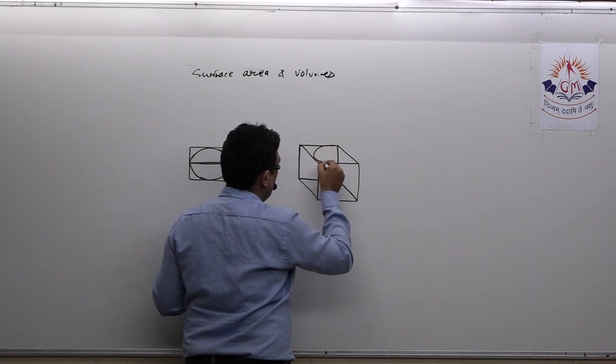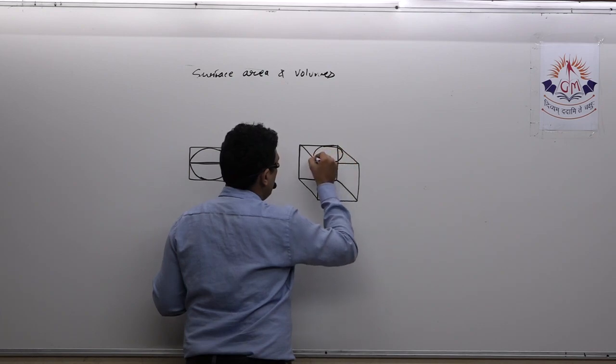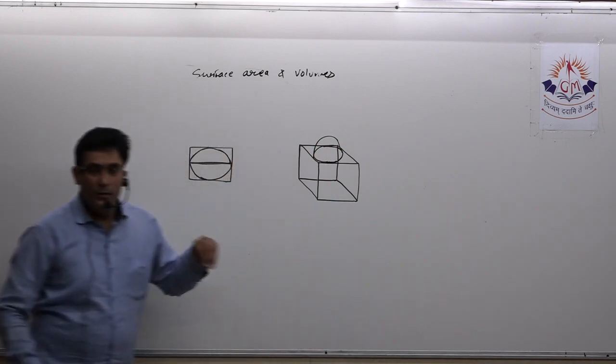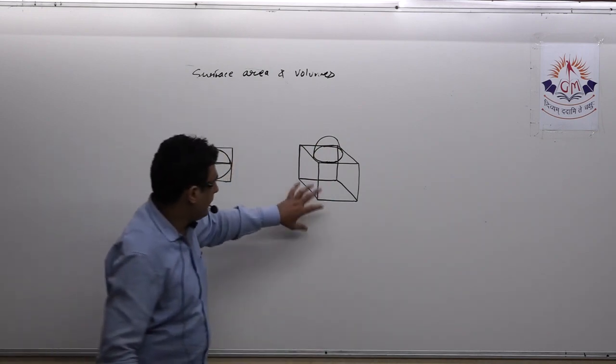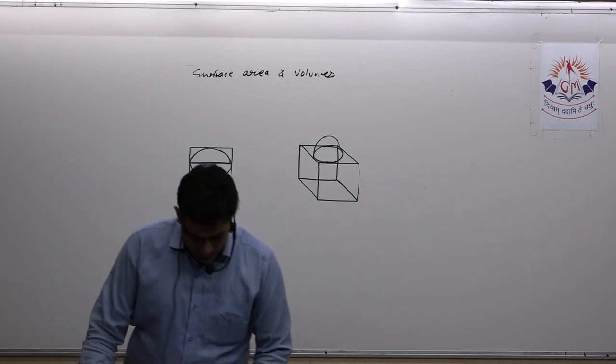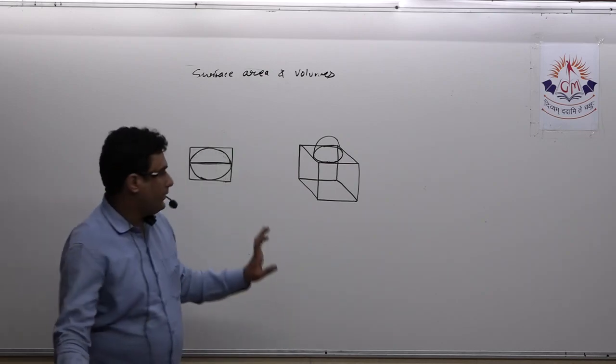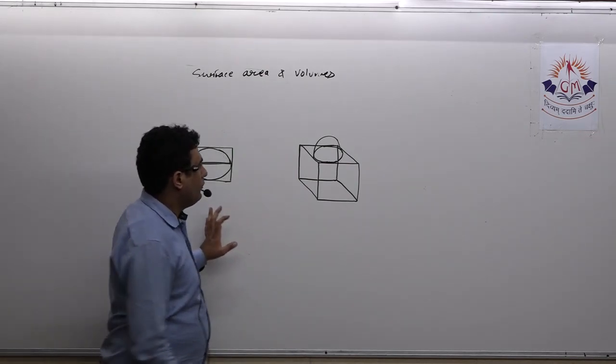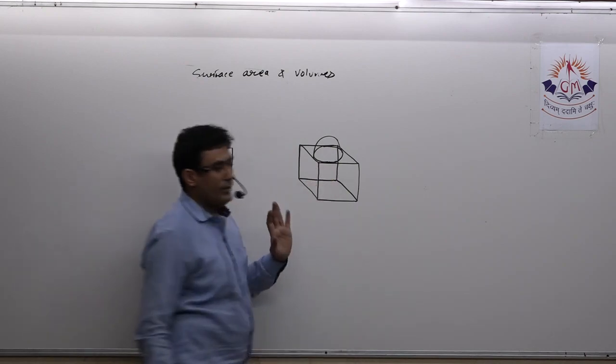See, this is a cubical block, and just on the cubical block there is a hemispherical block. On the cubical block, a hemisphere is kept, surmounted on that. So what you have to find is the surface area of the solid.